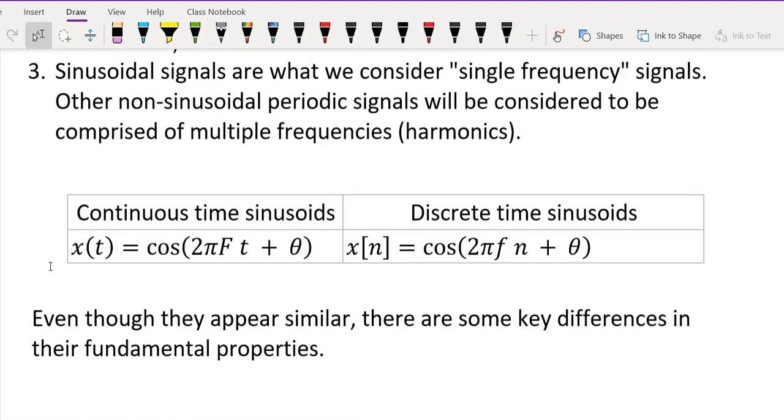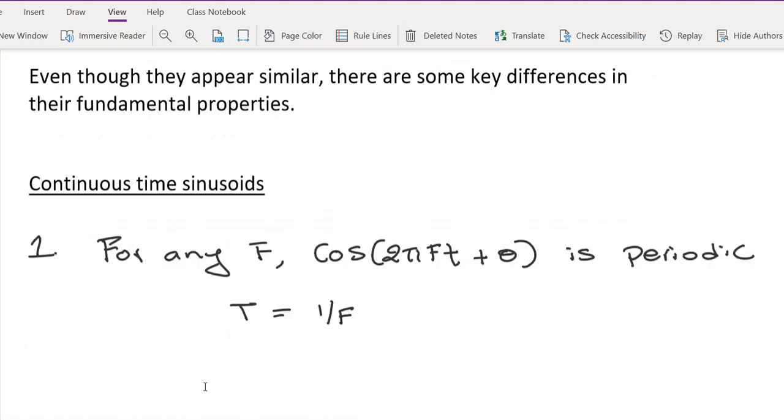Even though the expressions appear very similar to each other, there are some key differences in fundamental properties of continuous versus discrete time sinusoids. Let's talk about property 1 of continuous time sinusoids. For any frequency capital F, cosine 2 pi F t plus theta, which is the sinusoid of frequency capital F, this sinusoid will be a periodic signal and the period will be 1 over F.